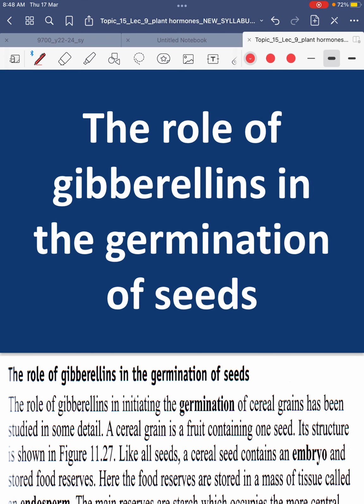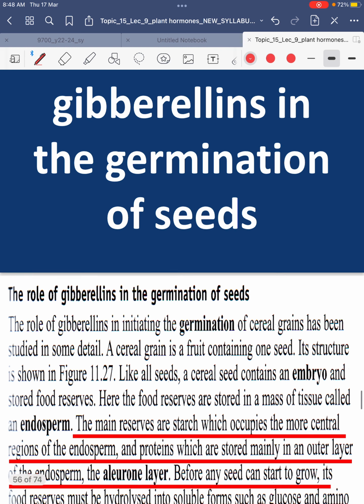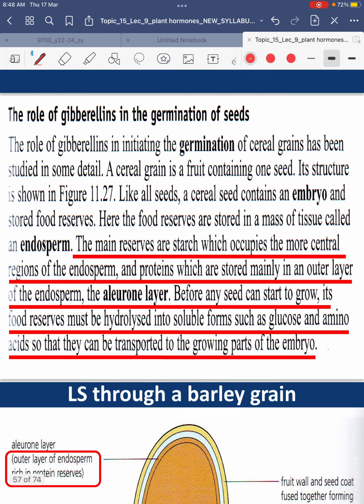Now the role of gibberellins in the germination of seeds. We have to learn the internal structure of seeds before we talk about gibberellins in great detail. But let's read this one first. The role of gibberellins in the initiation of germination of cereal grains has been studied in detail. Seeds contain an embryo and stored food reserves. Here, the food reserves are stored in a tissue called endosperm. The main reserve is starch.